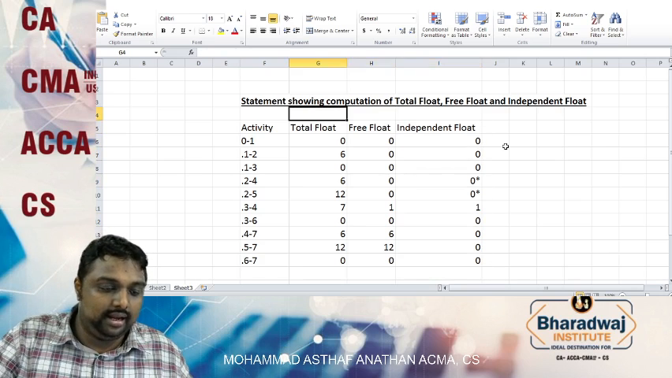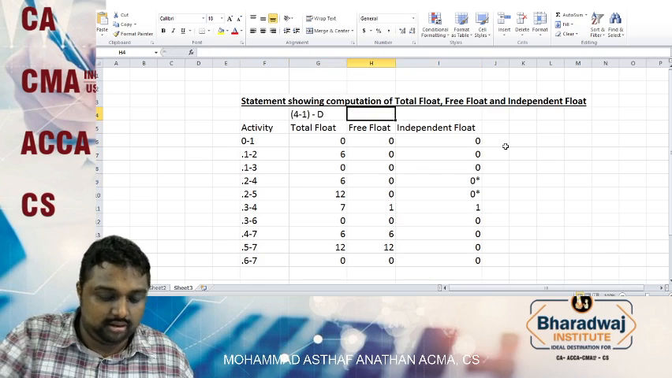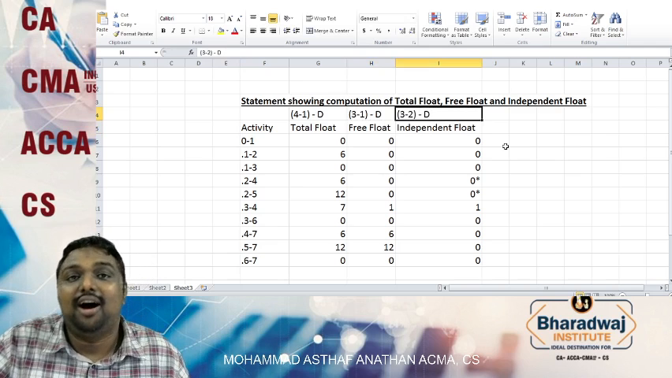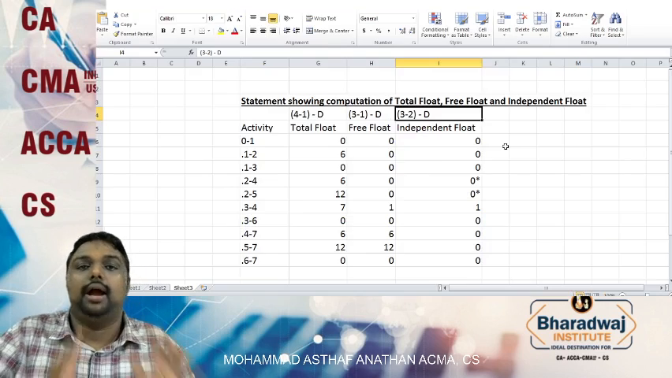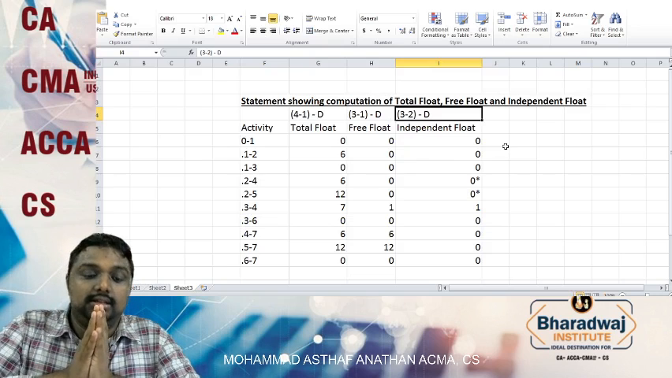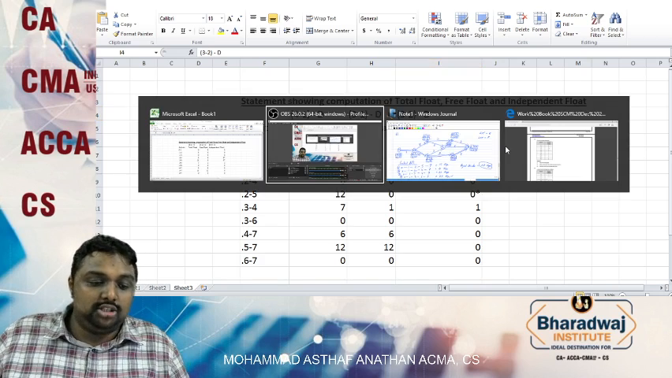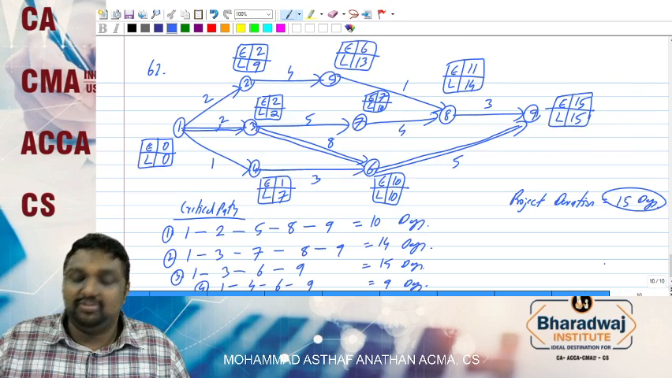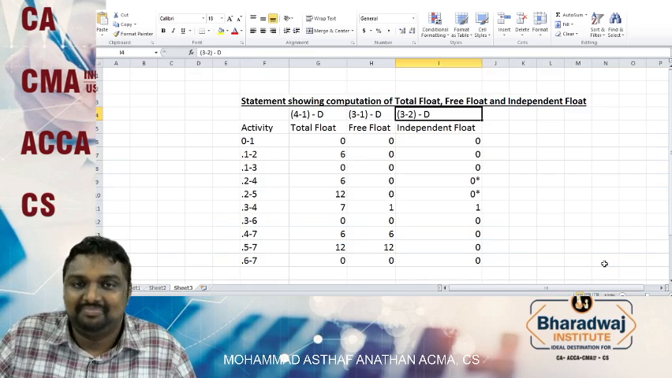If you want, you can write the shortcut here. 4 minus 1 minus duration. Here 3 minus 1 minus duration. Here you have 3 minus duration. How interestingly we have completed. So you can take your own time and copy, my dear friends. And once you have completed, try this 62 yourself also. Okay, please.